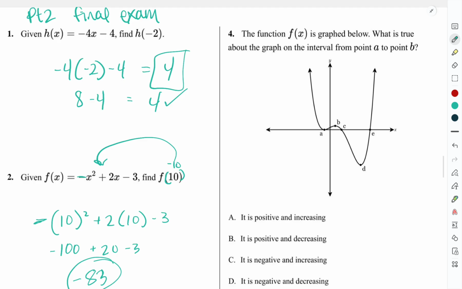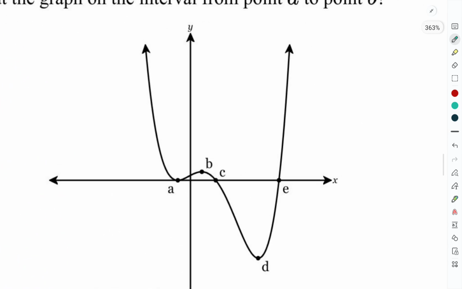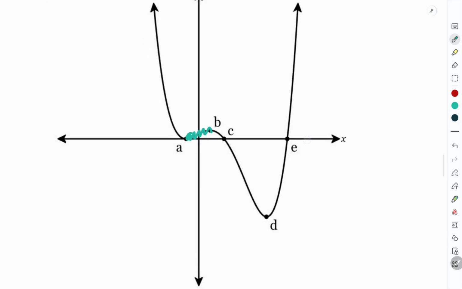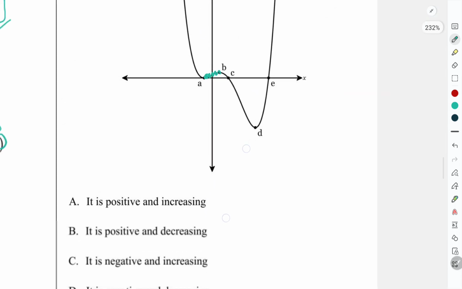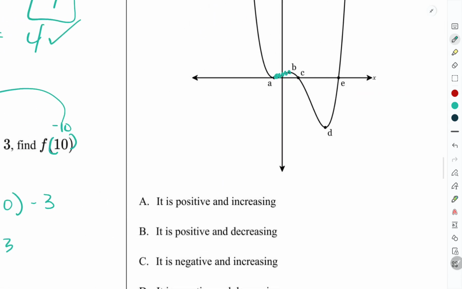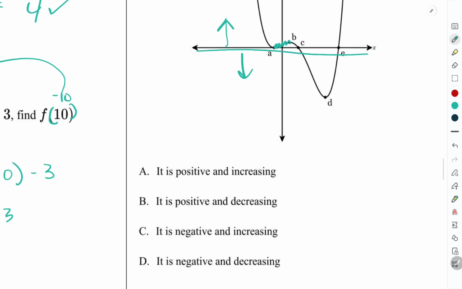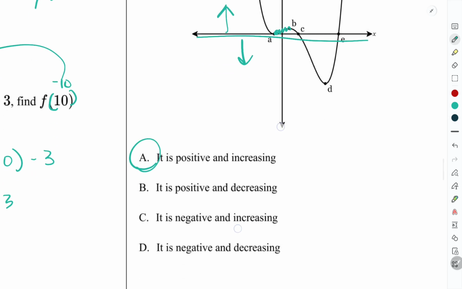Okay, a couple other things about the graph. Positive, negative, increasing, decreasing. In this case, we care about from point A to point B. I don't know if you noticed that, but as I squiggled up, that to me means increasing. Increasing means it's going up. Decreasing means it's going down, like from C to D. Now positive and negative means positive is above the x-axis and negative is below. So A to B is right there, close to the x-axis, but it is above. So we're going to say positive and increasing for this one.